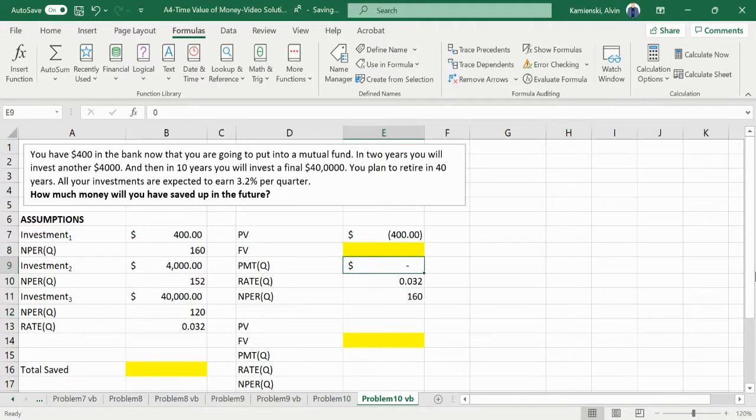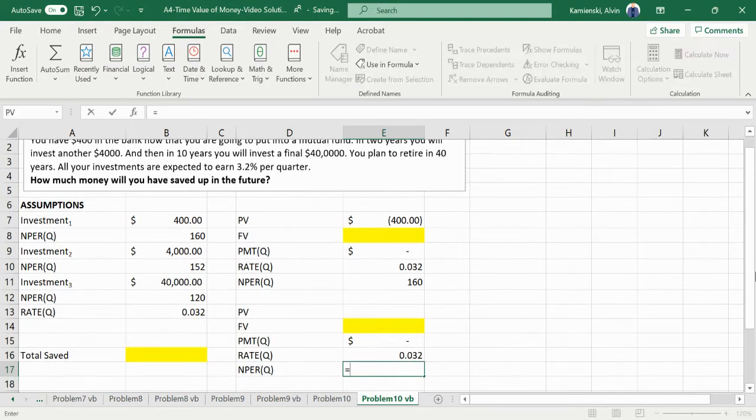So let's go ahead and copy these two things down, because those look to be the exact same: no payment and a 3.2% quarterly interest rate for investment number two. Investment number two is going to invest for 152 months, and the investment there is going to be that negative $4,000.